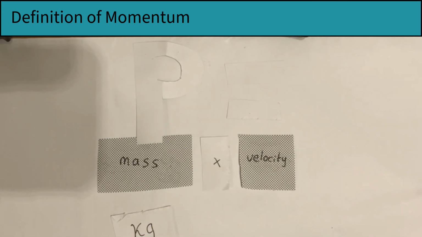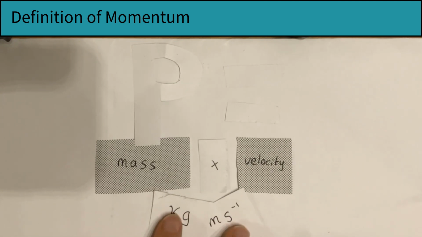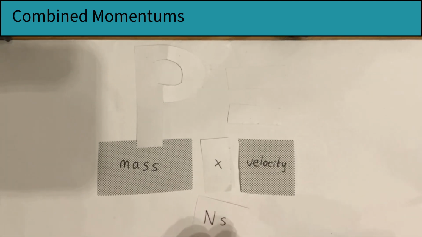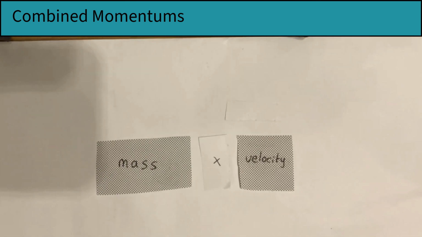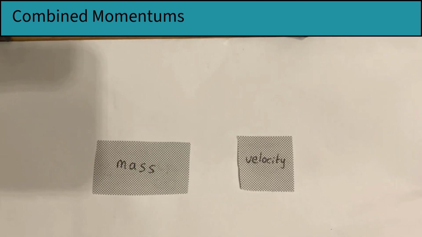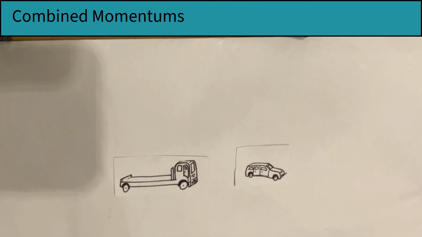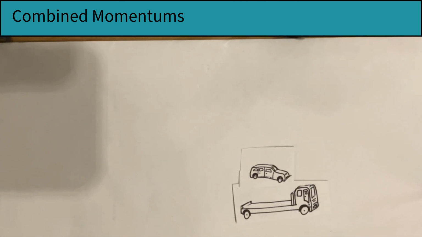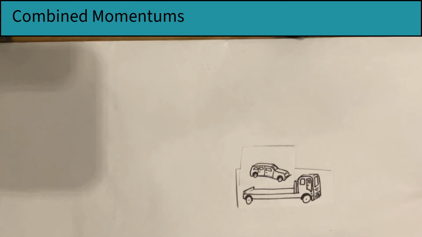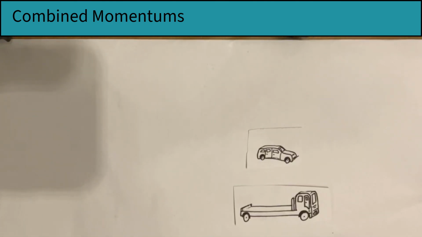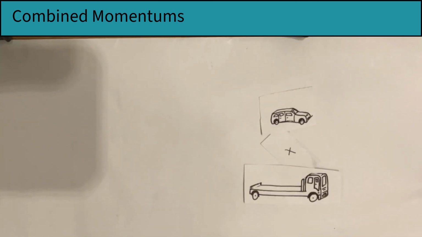Now mass is measured in kilograms, and velocity is measured in meters per second. So when we combine these two together, the unit for momentum is Newton seconds. Finally, you need to know that if you've got two momentums or two momenta, you can either consider them as a whole system and consider their combined mass, or you can consider them separately and add their two momentums together.